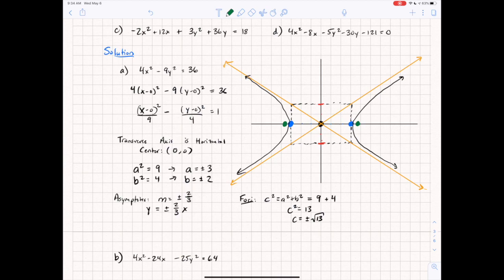Now, if I wanted to find the exact location, I'm adding root 13 to 0. So root 13 comma 0 is that first one, and then negative root 13 comma 0 would be the other one if I'm looking for those ordered pairs. All right, so that's A.